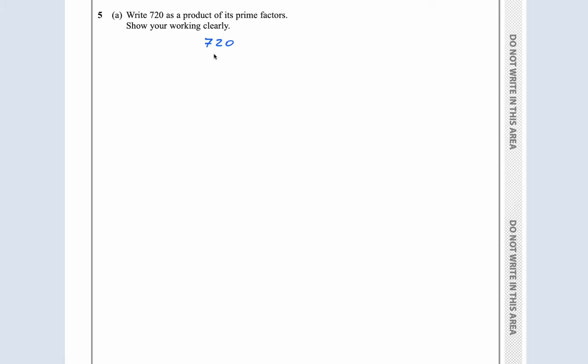prime factor tree. Okay, so 720. You can break that into, let's just go 2 times 360. Or we could do 9 times 80. It doesn't matter what you start with, because you always break down each side until you get to its prime factors. So this guy is 3 times 3. Now once you get a prime number, you just circle it, 3 times 3.